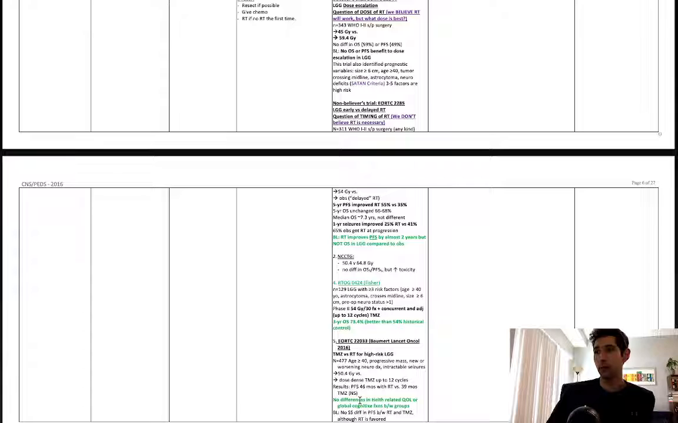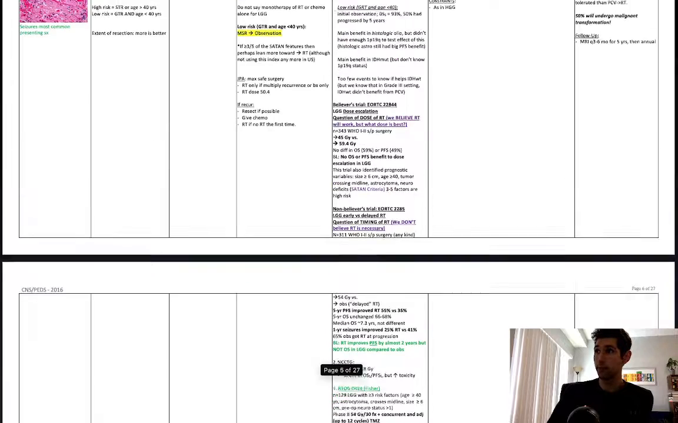The progression-free survival was 46 months with radiation versus 39 months with temozolomide, not significant. There was no difference in health-related quality of life or global cognitive function between the groups. Therefore, no statistically significant difference in progression-free survival between radiation and temozolomide, although radiation is favored.